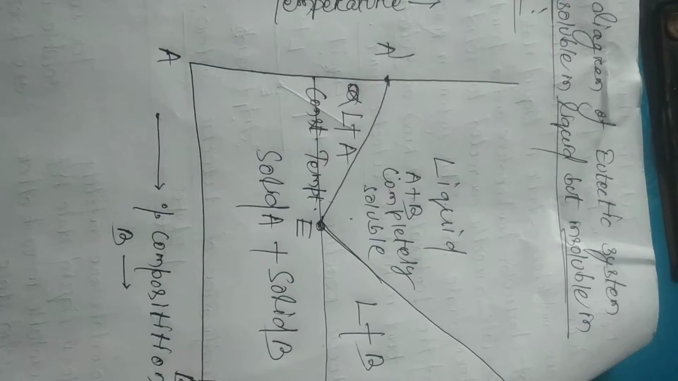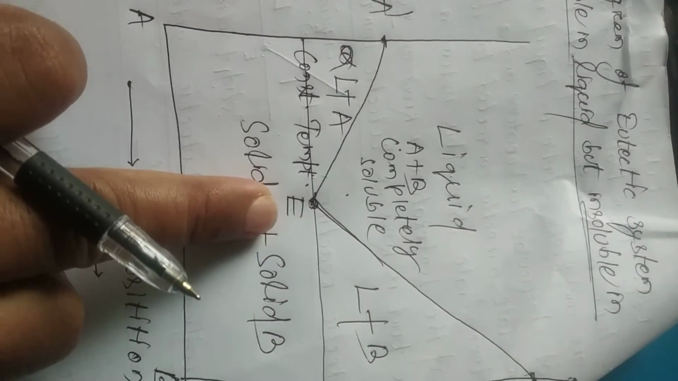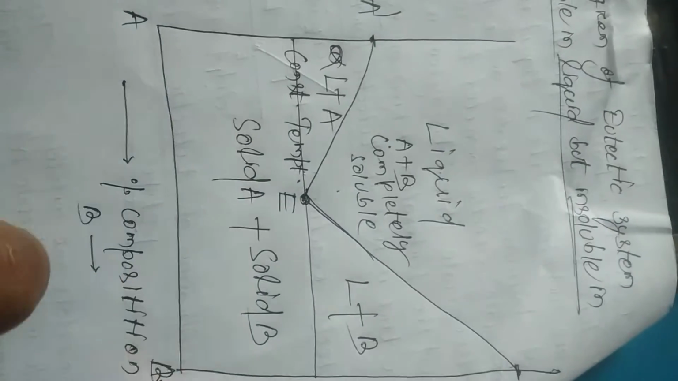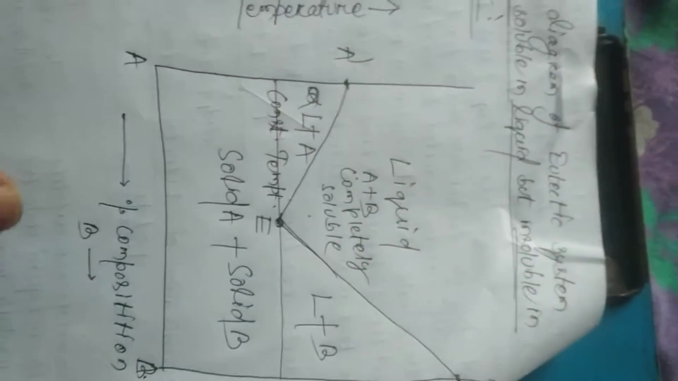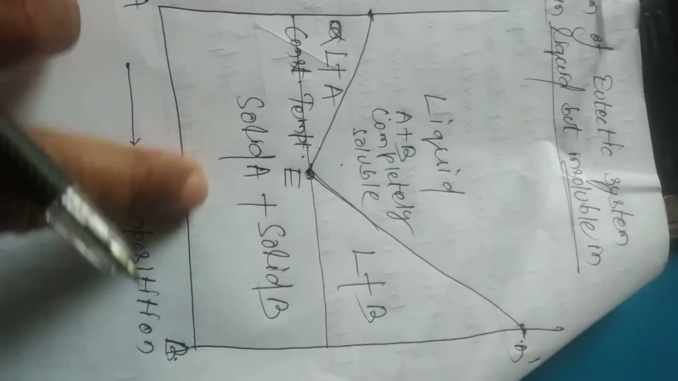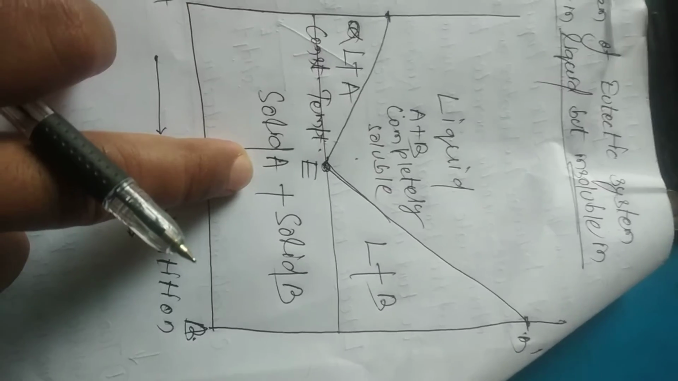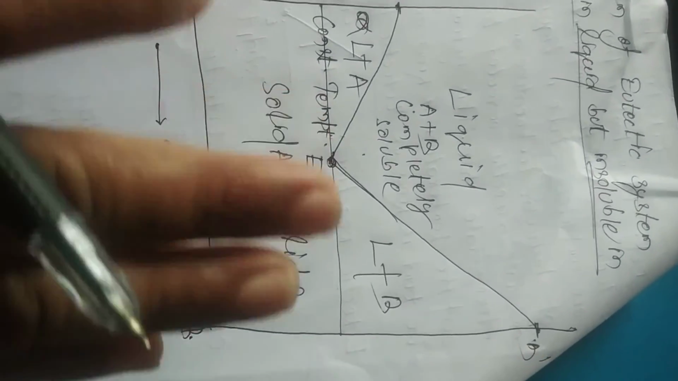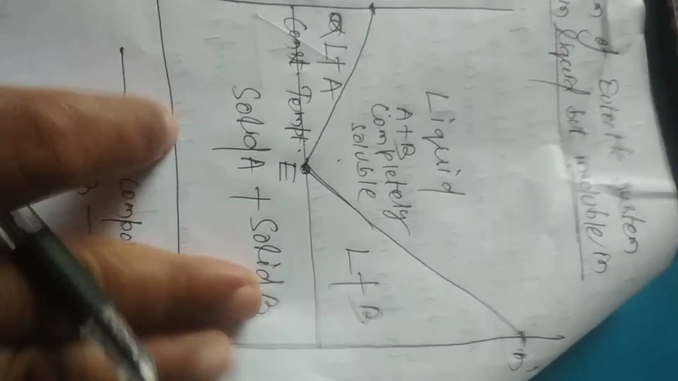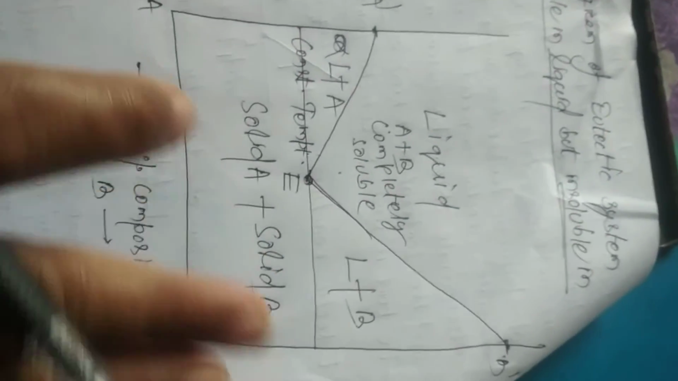Here we can say that this is the phase diagram of the eutectic system, where both the components A and B are completely soluble in the liquid state but insoluble in the solid state. That means solid A and solid B are not soluble in the solid state. They will exist in different microstructures, but by combination of solid A and solid B, we will get the alloy of both the components A and B.